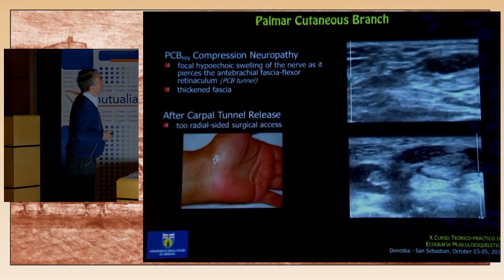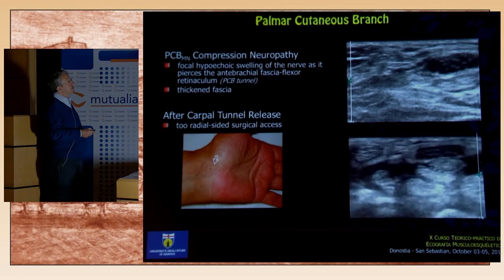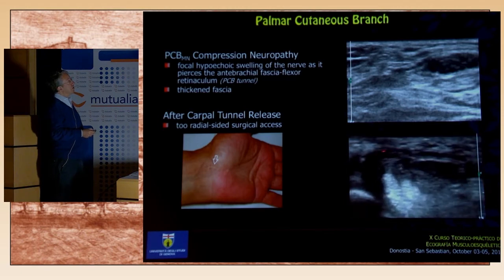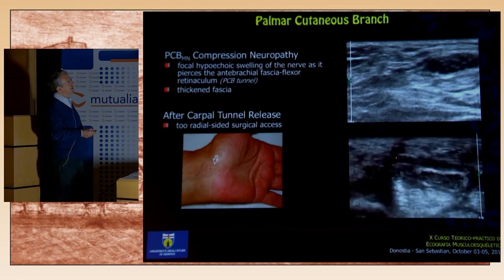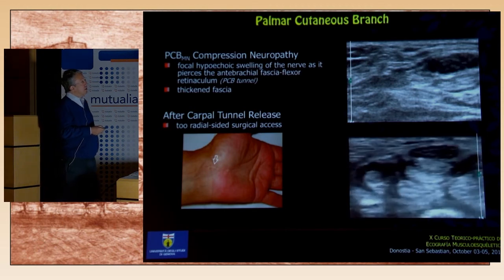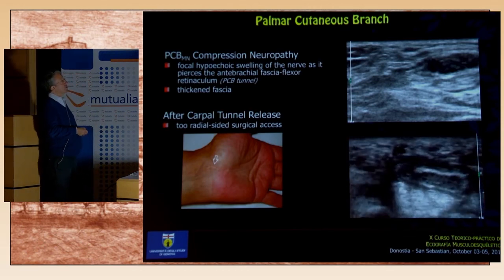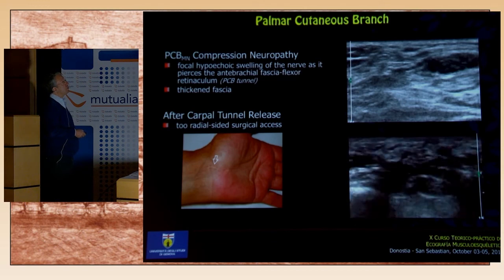This is an example of a problem affecting the palmar cutaneous branch after carpal tunnel release. You see the site of the release is radial sided. You see the median nerve again. I activate the video. This is the nerve, and you see the nerve embedded in the scar. This is the surgical scar, and you see that it was resected within here, at the level of the scar. So ultrasound can demonstrate the problem.